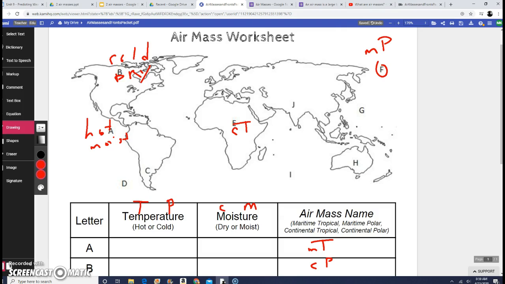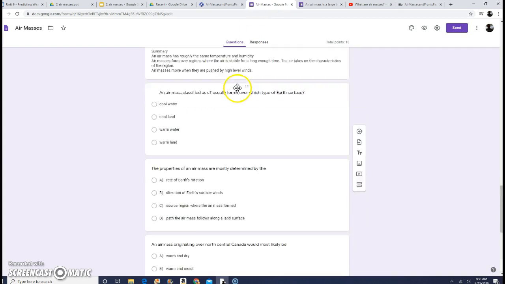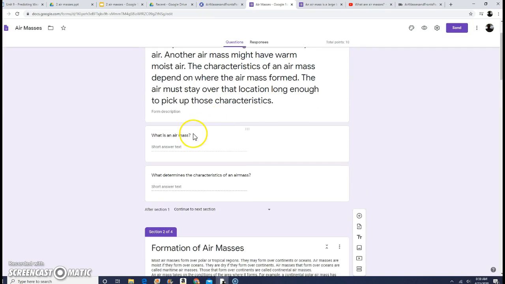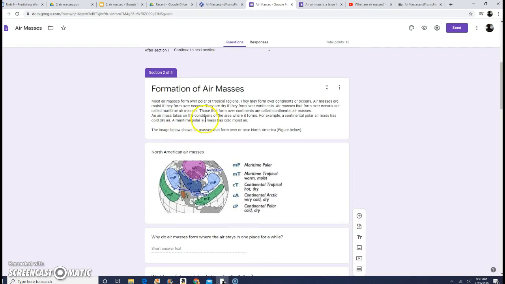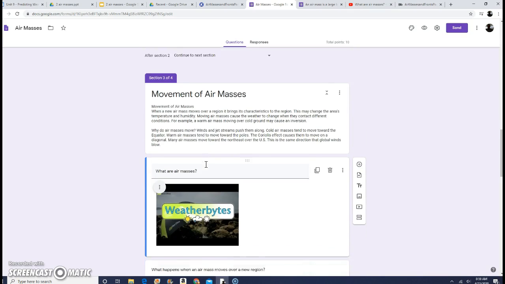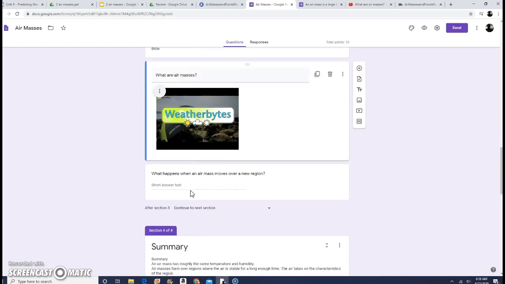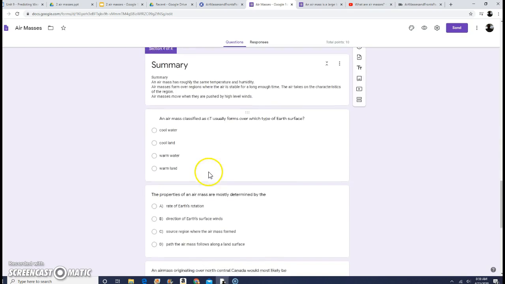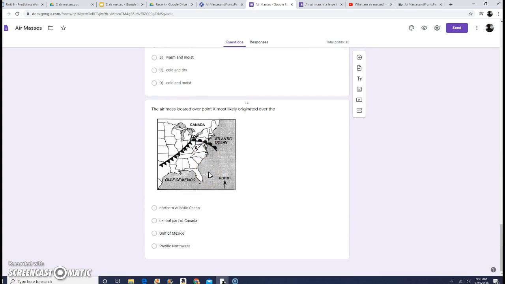Then eventually the air masses will move, and that will cause the weather to change in the directions that they go. So right now you guys can go to the air masses Google form, where it gives you the information I just went over, a few questions, more information with a map, a few more questions, and then you can watch the video again, answer the question with the video, and here's a summary with just a couple of multiple choice questions.